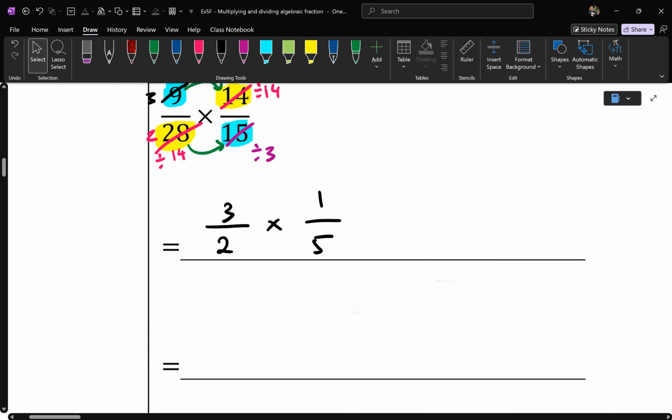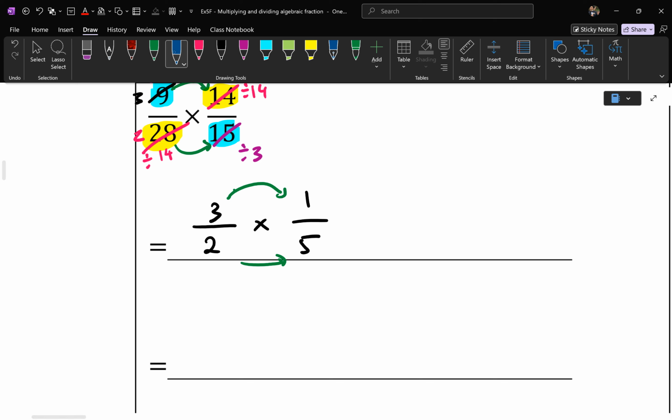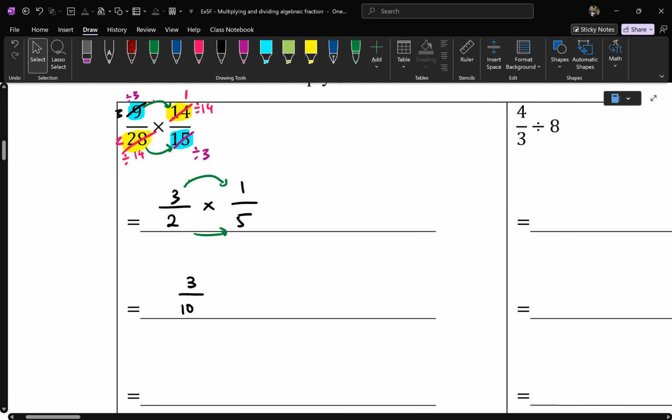And then from here, you can now say top with top, bottom with bottom. 3 times 1 on the top is 3. 2 times 5 on the bottom is 10. So 3/10 is your fraction. Yeah? So that was chapter 3 that you did last term. Now we're taking the same skills, but we're applying them with algebra. Make sure to copy these notes. So that's the first example there.